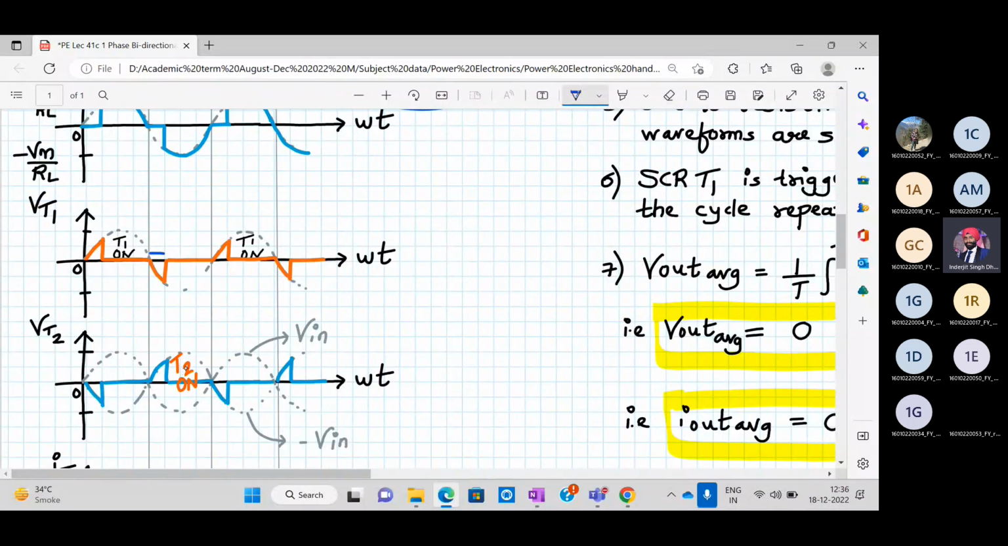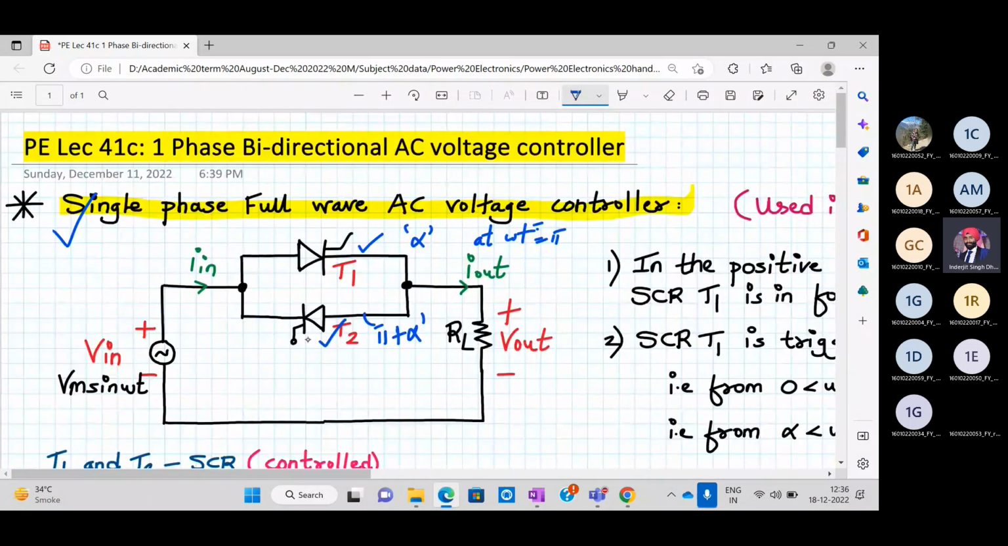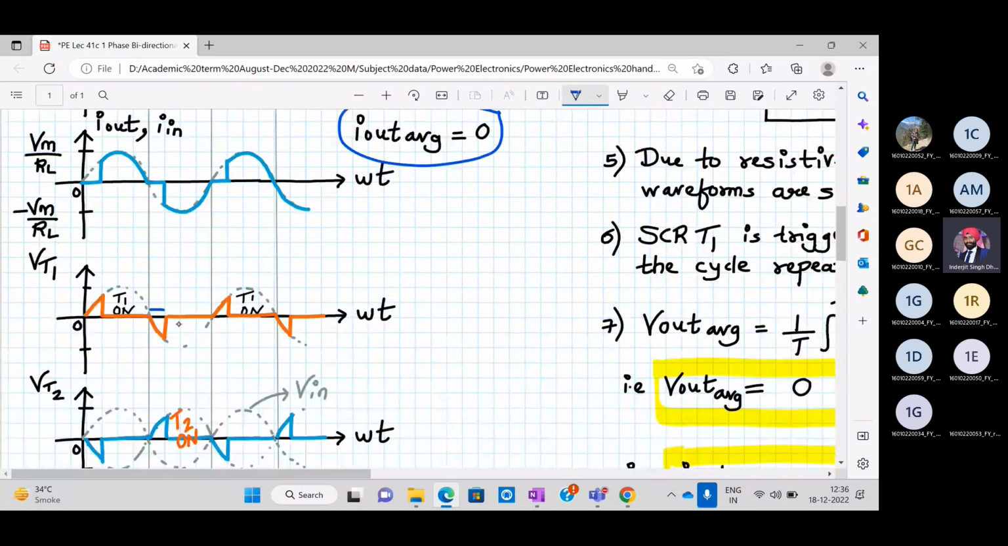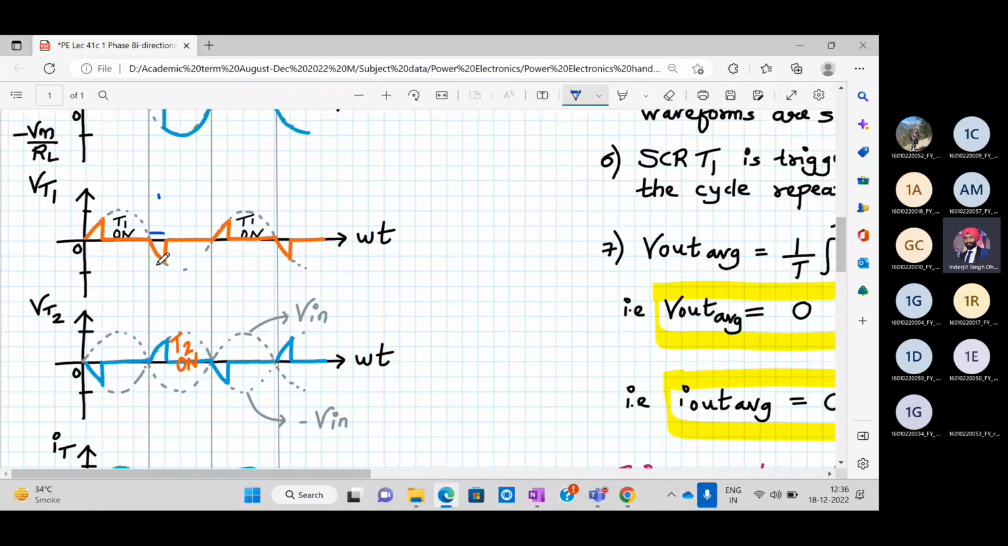Then your SCR2 will turn on. So when SCR2 turns on, what will be the voltage across SCR1? Same as SCR2, right? But almost zero. So here it is zero, as you can see. So that's why the behavior is like this. And similarly for VT2, the same behavior will be depicted, but in the reverse direction. So I hope you have understood about VT1 and VT2 behavior.